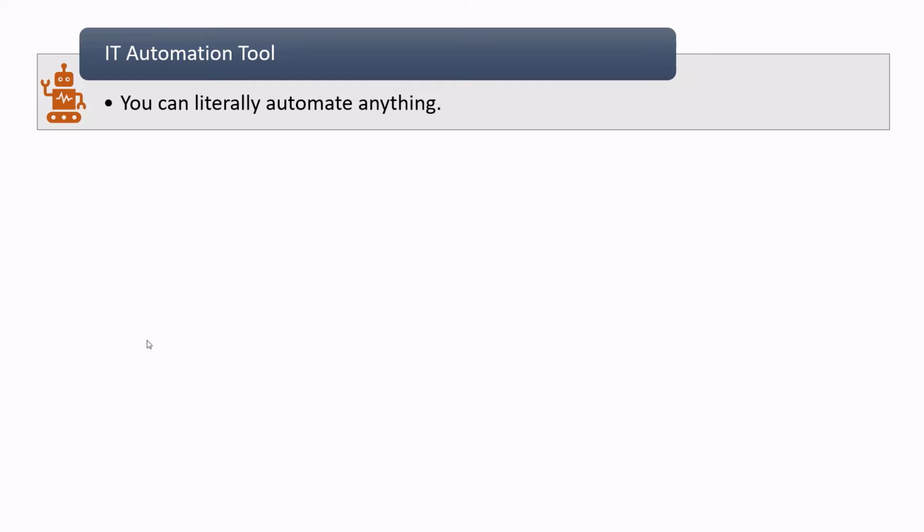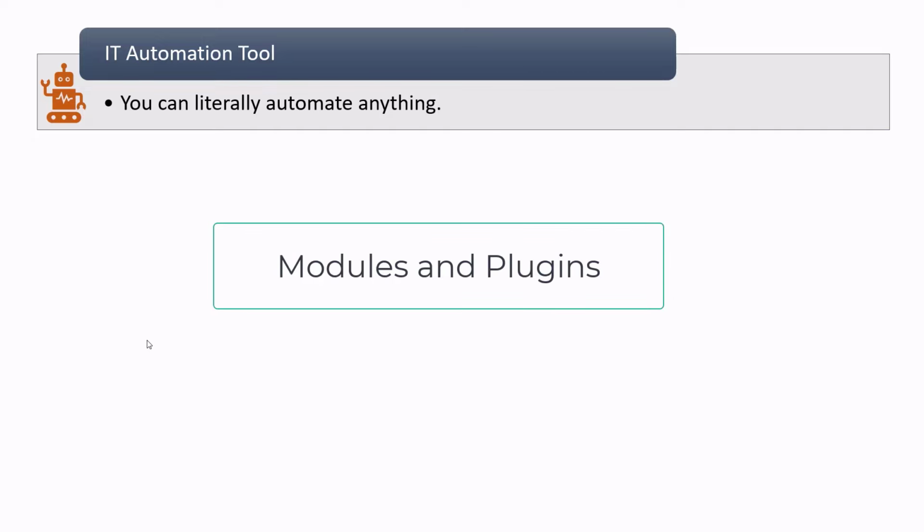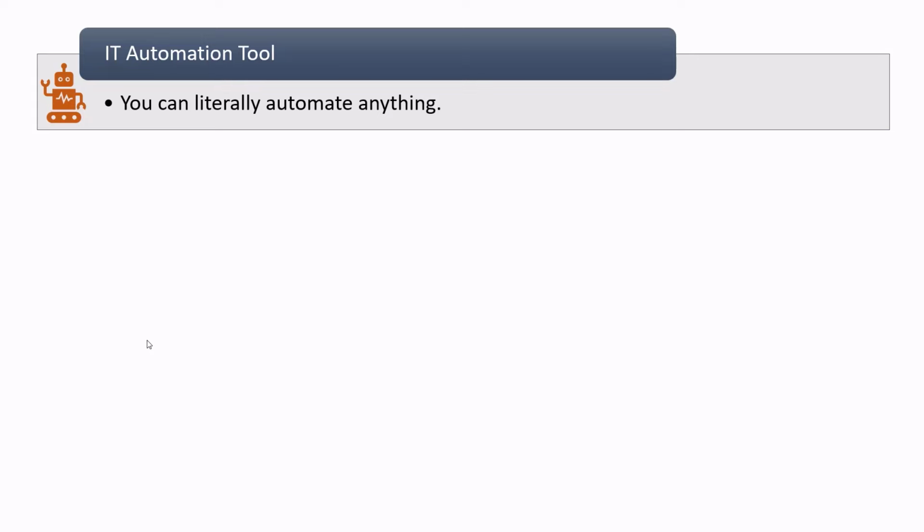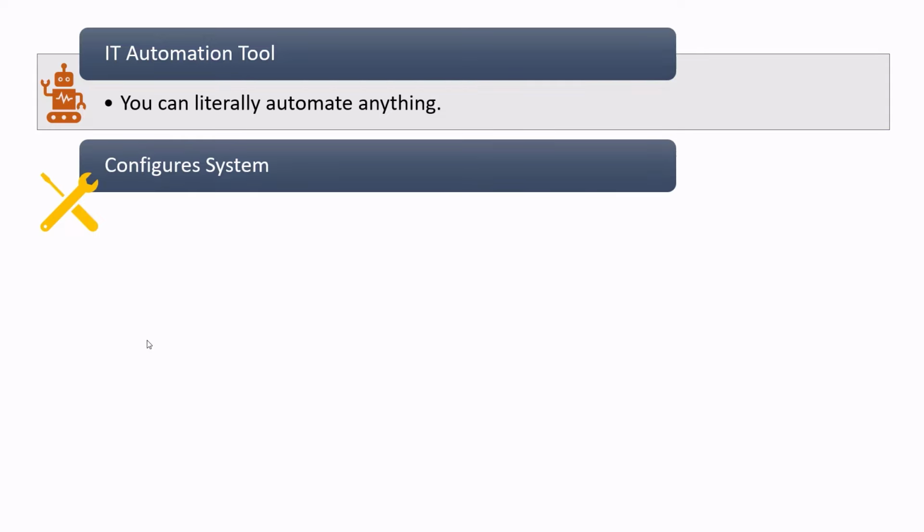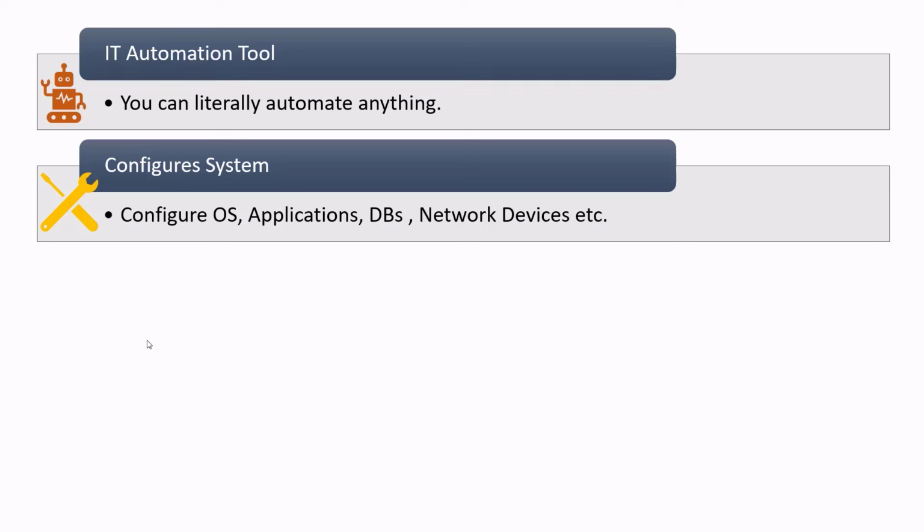So Ansible is an IT automation tool. You can literally automate anything. You just need to understand what modules and plugins you need to use, and in fact you can create your own custom plugins or modules if you want to achieve something which is not already available in Ansible. Other than that, you can also use Ansible to configure systems, operating systems, applications, databases, network devices, firewalls. There are a lot of things you can do. If I start to name all of them, it is going to be a very long video.